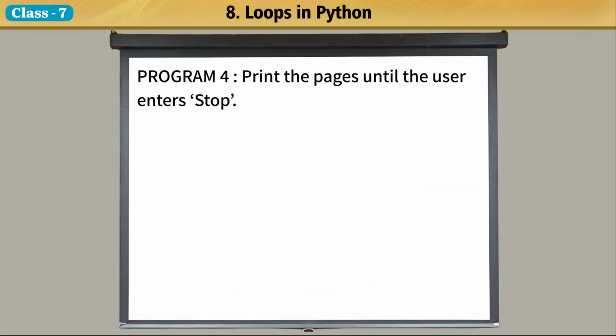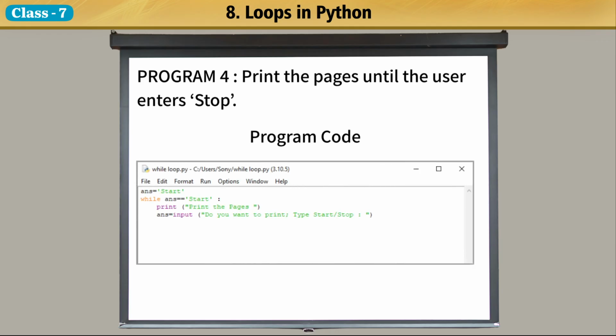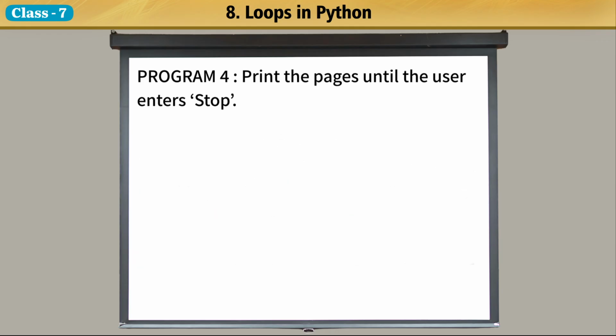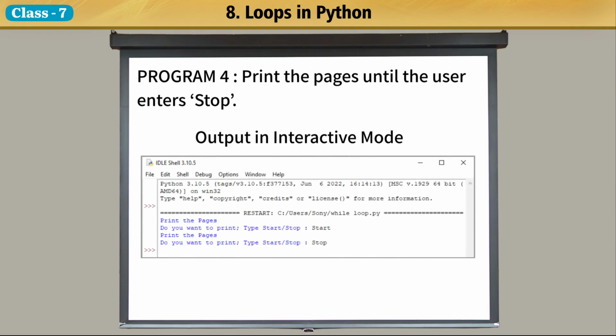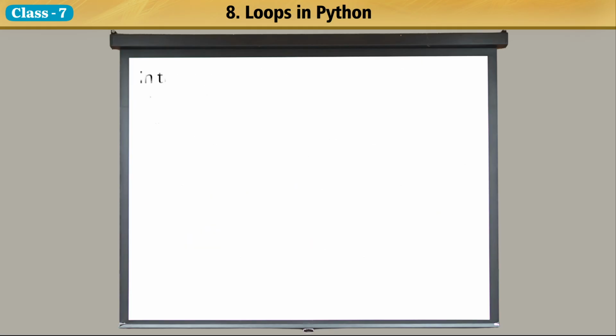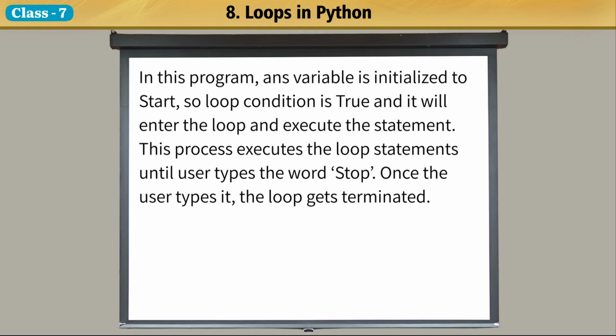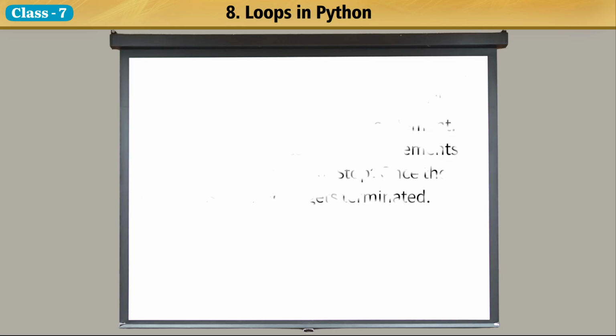Program 4. Print the pages until the user enters stop. Program code. Output in interactive mode. In this program, the ans variable is initialized to start, so the loop condition is true and it will enter the loop and execute the statement. This process executes the loop statements until the user types the word stop. Once the user types it, the loop gets terminated.